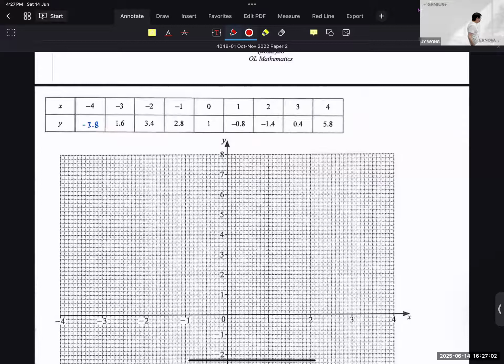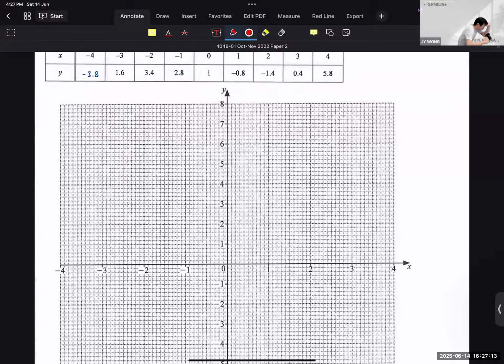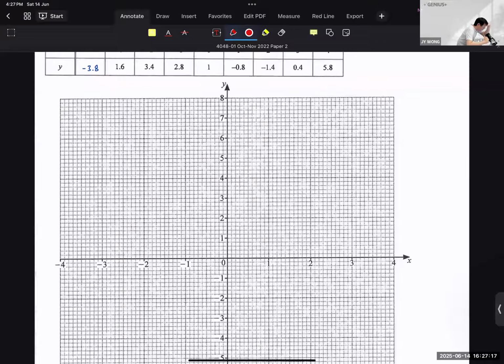Then 2 marks for drawing a smooth curve. It's more of a deduction thing. So if your curve is not smooth, they'll deduct 1 mark. Then if you've got random things never labeled, they'll deduct 1 mark.